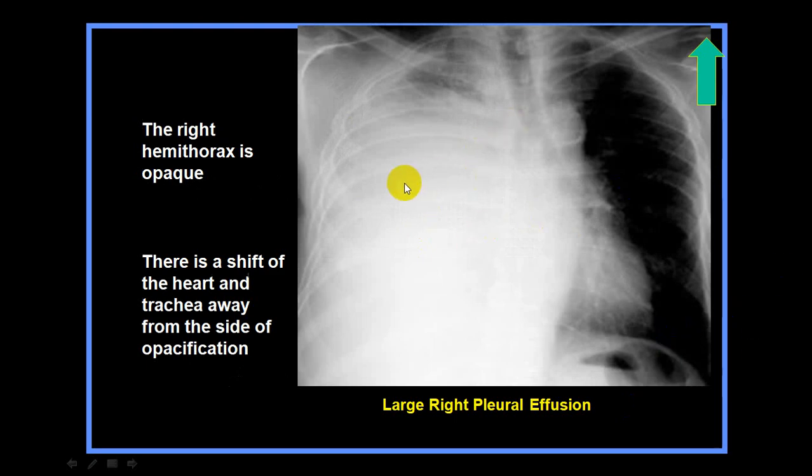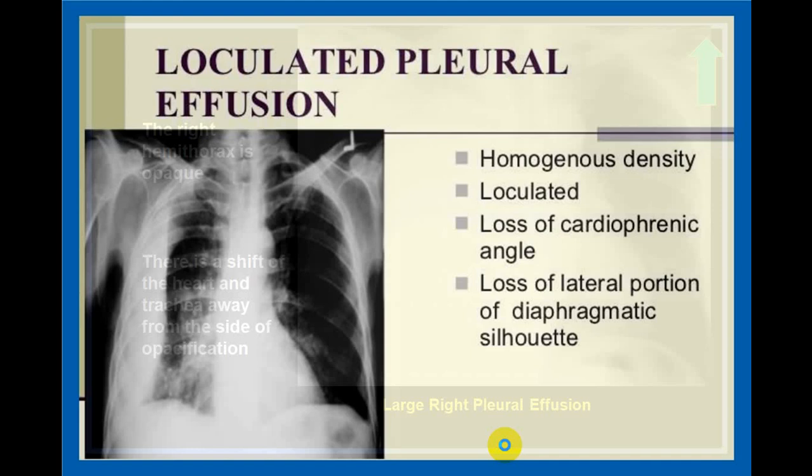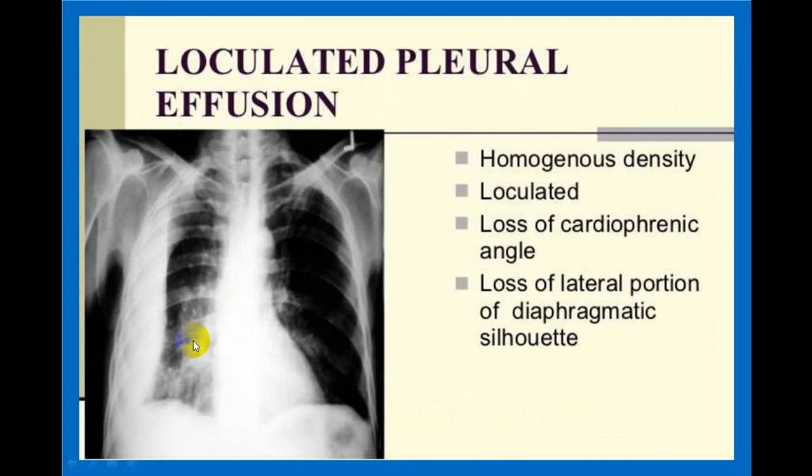See, this fluid has pushed the trachea to the opposite side, the mediastinum to the opposite side. Large pleural effusion. Now here, I can see the diaphragm partially. This side I cannot make out. Right border I can see. This angle I cannot make out.